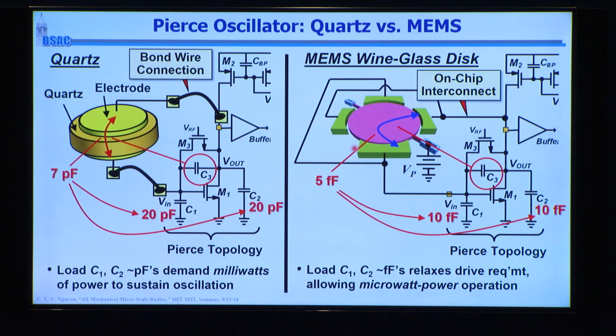Okay, go to the MEMS side here. Same type of resonator, even higher Q than quartz, but now the capacitance across these electrodes on the order of 5 femtofarads. That means I can use 10 femtofarad shunt capacitors here.